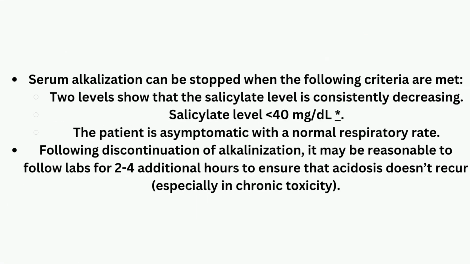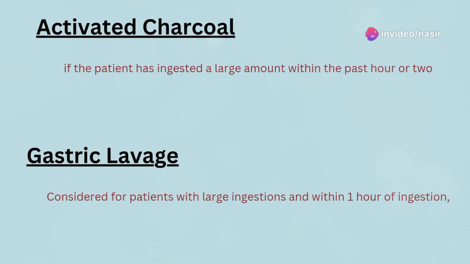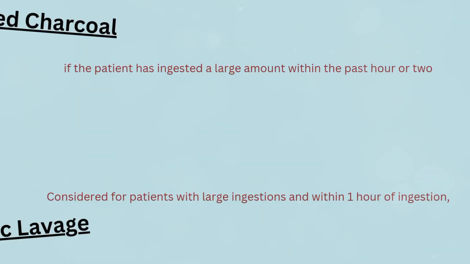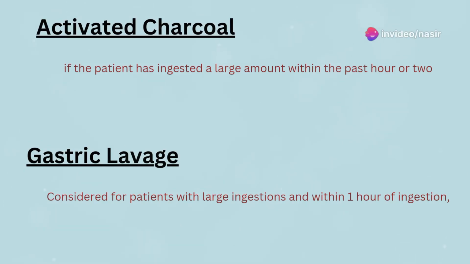In some cases, if the patient has ingested a large amount within the past hour or two, activated charcoal can be given to absorb any remaining salicylates in the stomach. Dose is 1 g per kilogram, up to 50 to 100 g in adults. Gastric lavage is considered for patients with large ingestions and within 1 hour of ingestion, though it is generally less common.